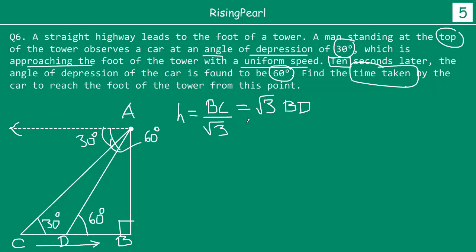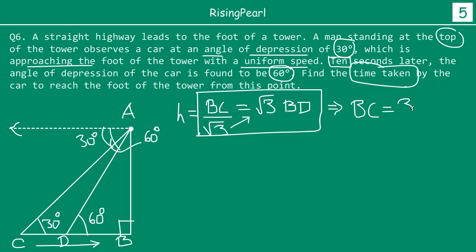Now from this we can express BC in terms of BD. If these two are equal, we can simply take the square root 3 to the other side. So we will be left with BC is equal to square root 3 times square root 3, which is 3 times BD.